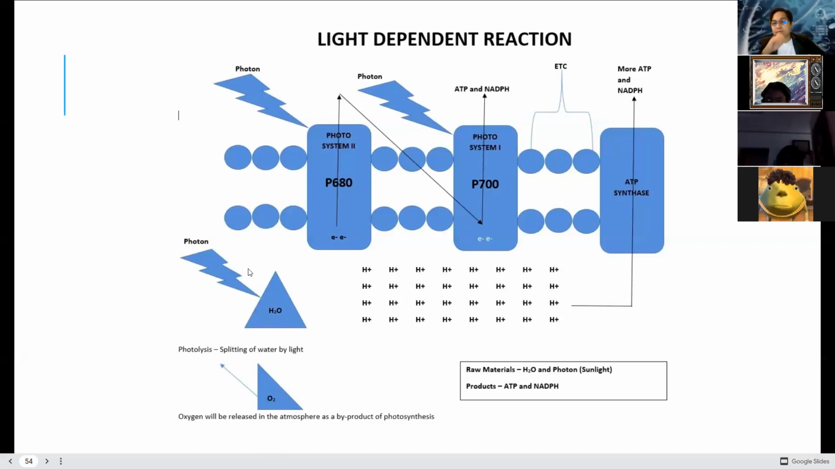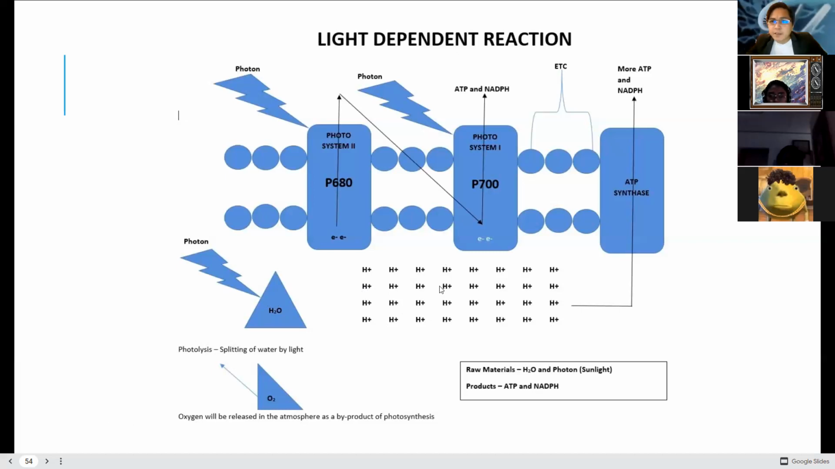This is the reason behind it, because water is really needed for the replenishment of electrons. When we split water, we add electrons to photosystem 2, and oxygen is released as a byproduct. When you say byproduct, it is not needed as of the moment by the plant. It needs to be released into the atmosphere. And hydrogen remains in the thylakoid gradient. This is now the gradient, okay?